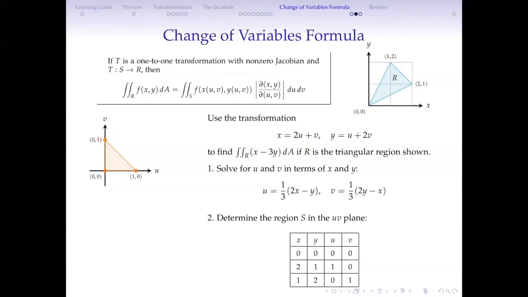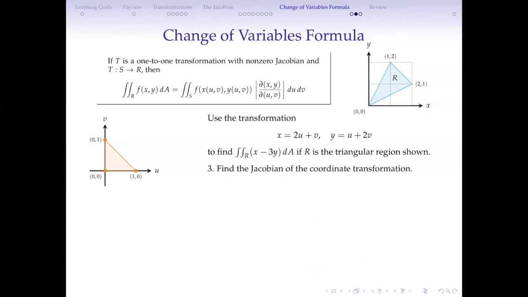So it's fabulous. This transformation, x equals 2u plus v and y equals u plus 2v, maps this very nice triangle into the region I want to integrate over. So I'm good to go for the change of variables. So now that I understand what region in the UV plane corresponds to the region I want to integrate over in the XY plane, what's the next step?